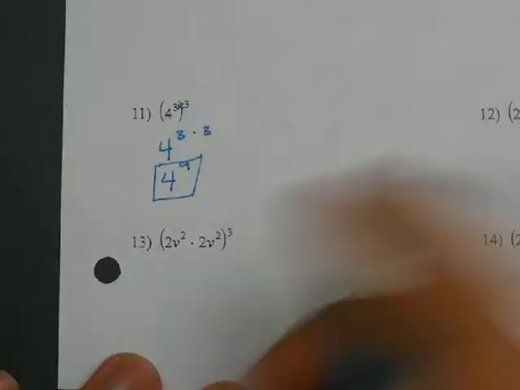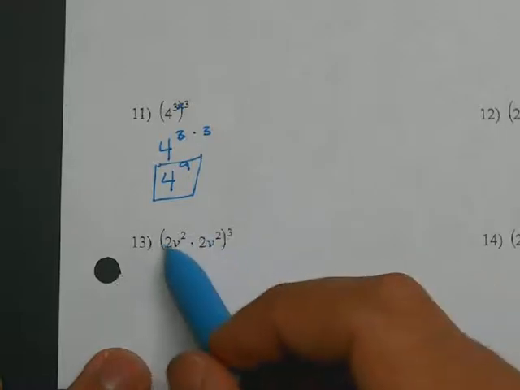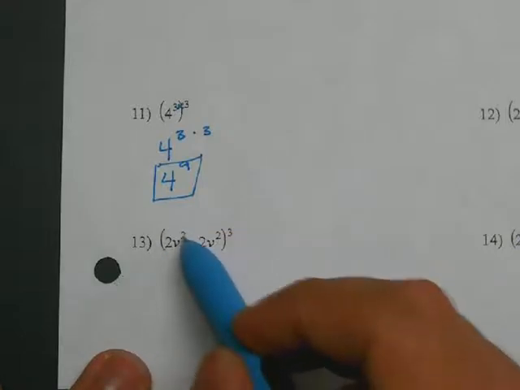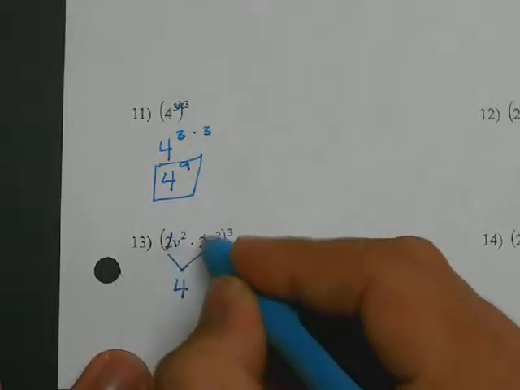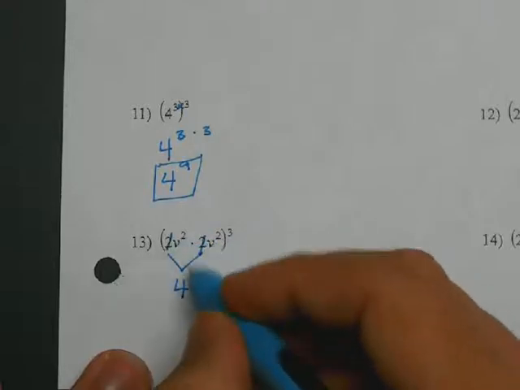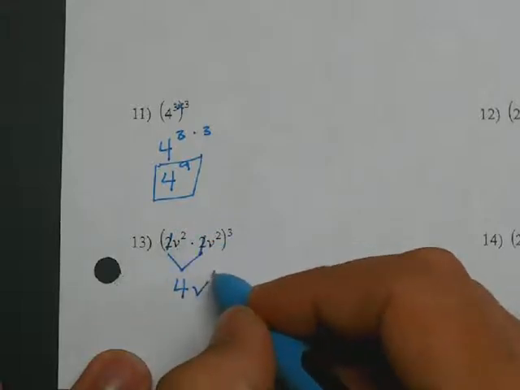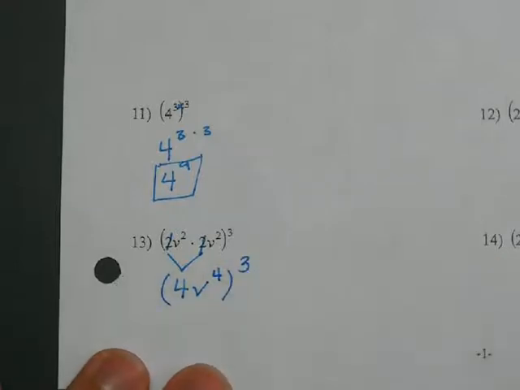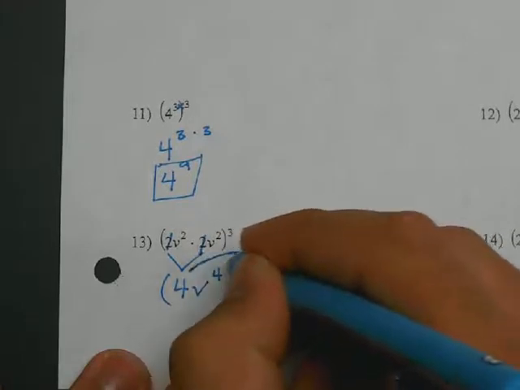If I'm looking at number 13, 2v to the second times 2v to the second. Since this can be simplified inside parentheses, let's do that first. So we have a coefficient, base, and exponent, so multiply your coefficients first, which will give us 4. I'm done with those. Now do the v squared times v squared. When you have like bases and you're multiplying, you add exponents, so it's v to the 4th, and then all of that is now cubed. Now this is what we call a power of a product. So raise each factor, which would be 4 and v to the 4th, to the 3rd power.